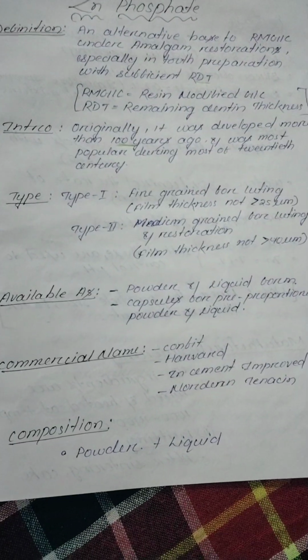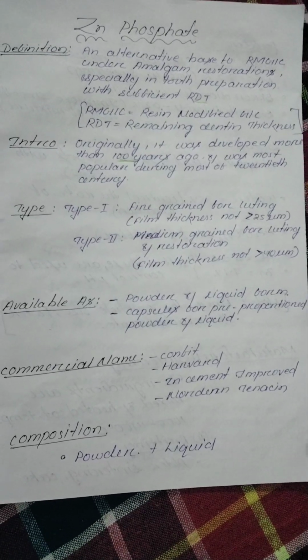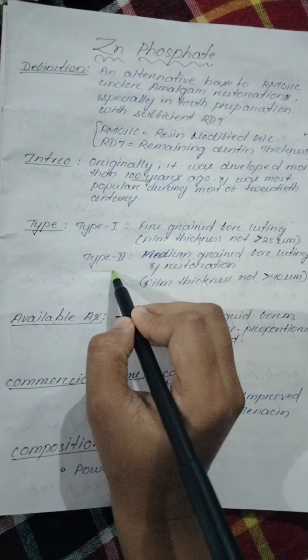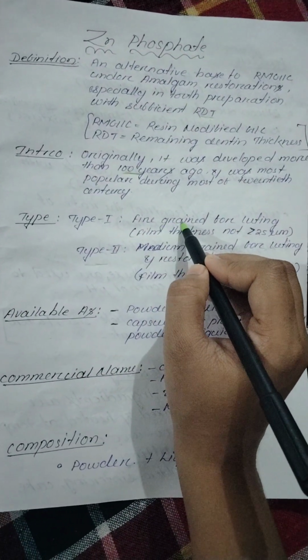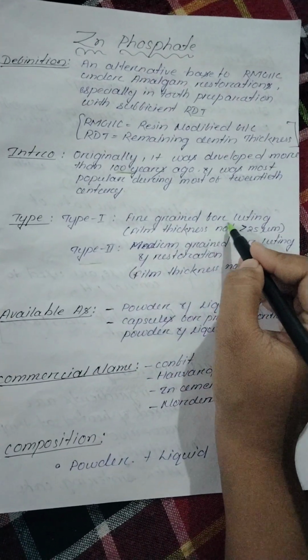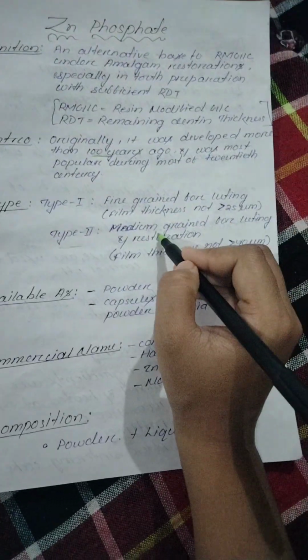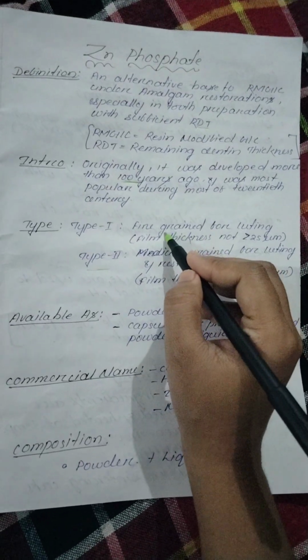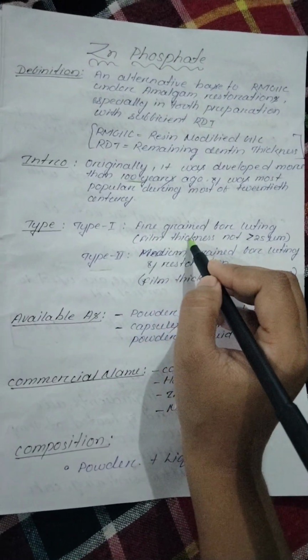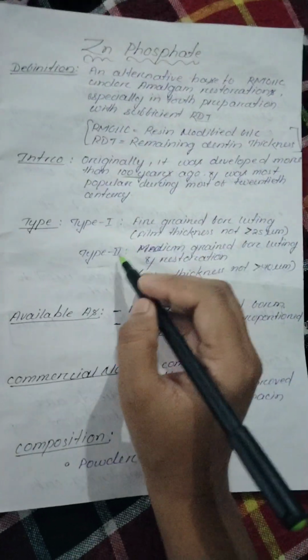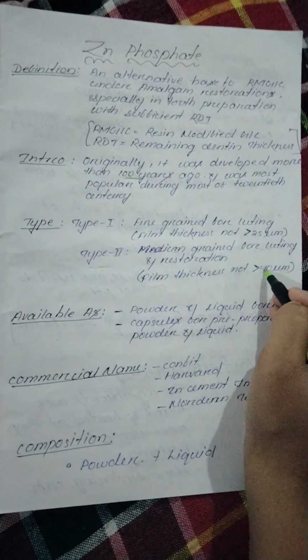Now we are going to see the different types of zinc phosphate. There are two types, type 1 and type 2. Type 1 is fine grain, type 2 is medium grain. Fine grain is used for luting purposes, whereas medium grain is used for luting and restoration purposes. Fine grain type 1 film thickness is not beyond 25 micrometers, whereas type 2 film thickness is not more than 40 micrometers.